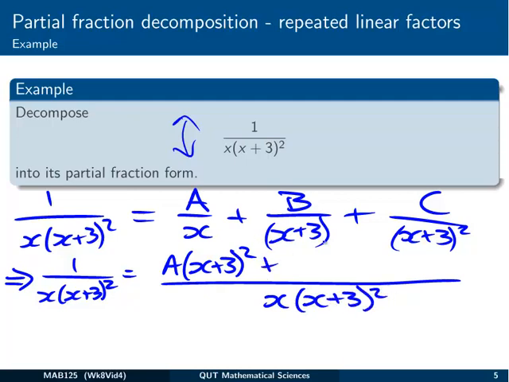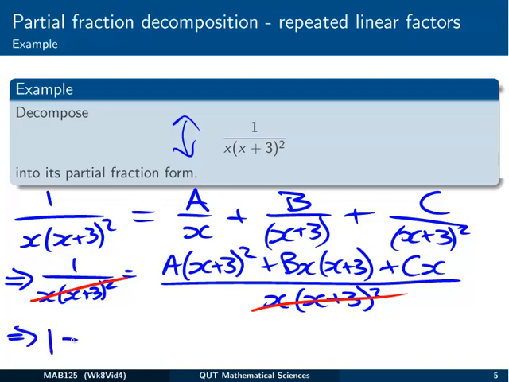B is already over x plus 3, but it needs another one to be squared, and it also needs an x. So we need bx times x plus 3. And finally, c is already over x plus 3 squared, but it's not over x, so we need a cx. Now, same denominators, so they can cancel. And then we need to expand things out.